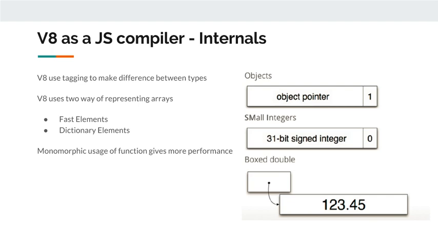Apart from the memory layout, V8 also uses two ways of representing arrays. You have fast element arrays. These are the kind of arrays we usually deal with.